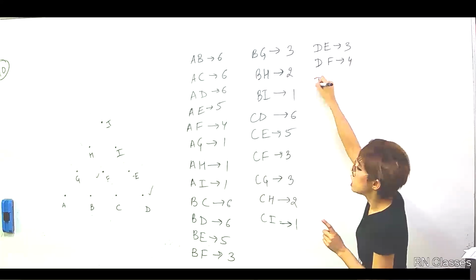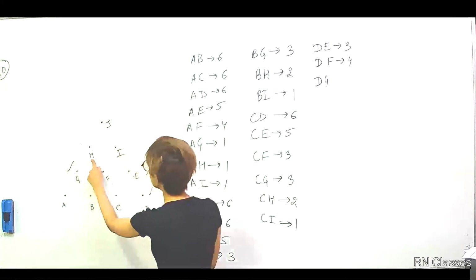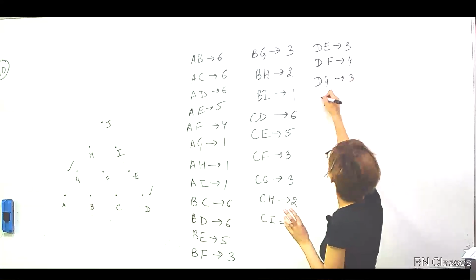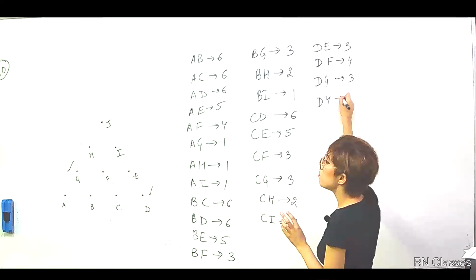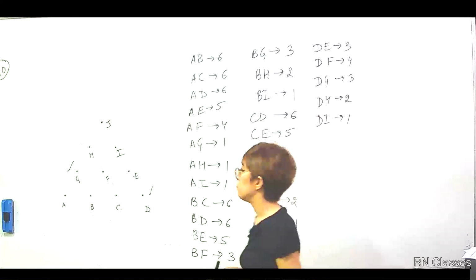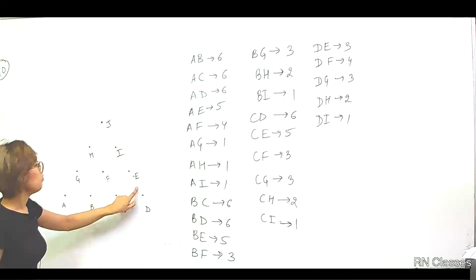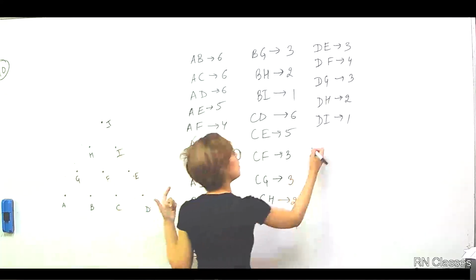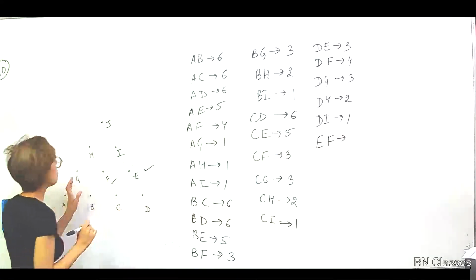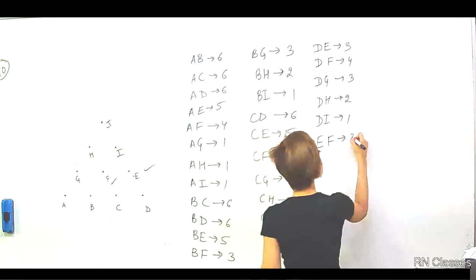And DG. If I take DG. So that is H, I, J. So that is 3. If I take DH, that will give me 2. And if I take DI, that will give me 1. Right? Okay, so let's move on to E now. So let's start with EF. So if I'm taking EF, obviously I cannot take G. So 1, 2, 3. So that is 3.